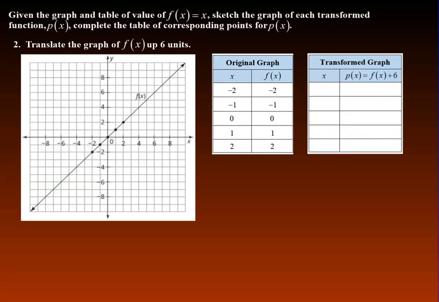So, example 2, translate the graph of f of x up 6 units. So go ahead and do that now.